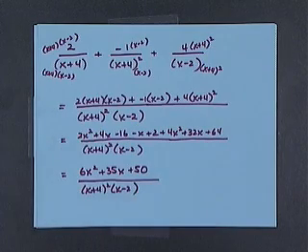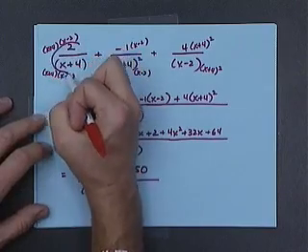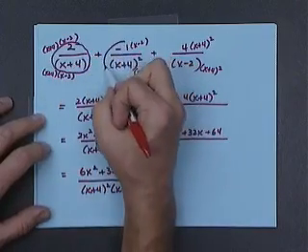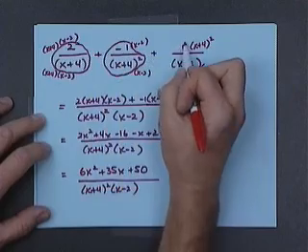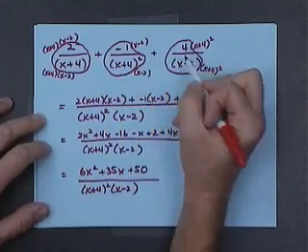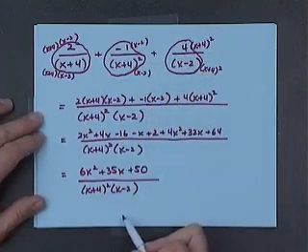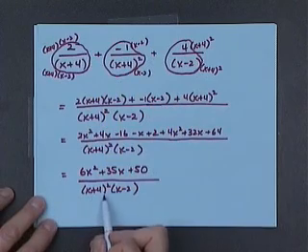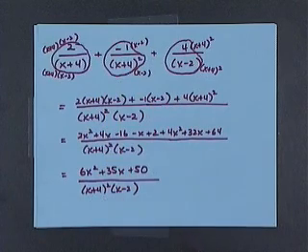So were we able to take the three original fractions, one that had a repeated linear factor in the denominator, and combine them into a single fraction that had the same repeated linear factor in the denominator? We were able to do that. Algebra 1.